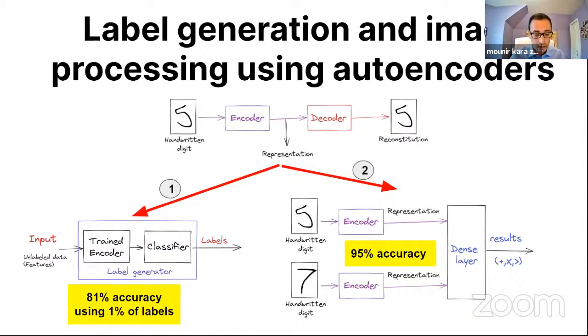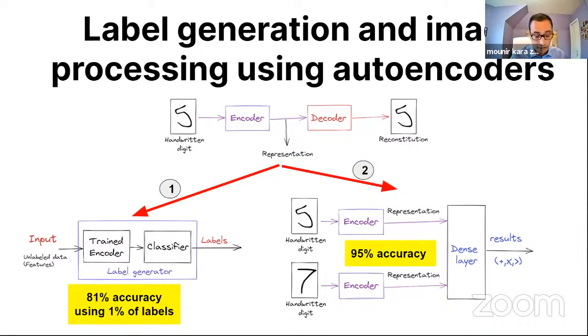The first one was a label generation method that reached about 81% accuracy using just 1% of the original labels. This can be very useful when labels are partially missing or completely missing, and it can also be used to deal with outliers.